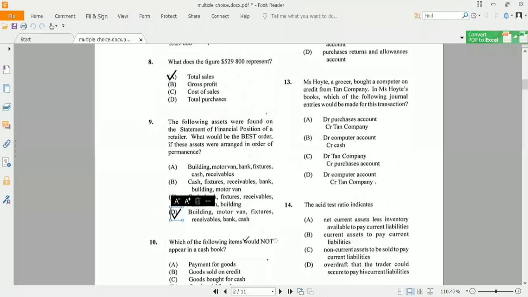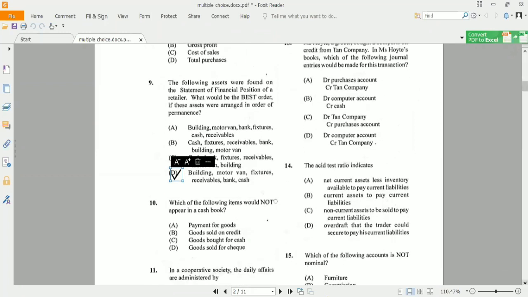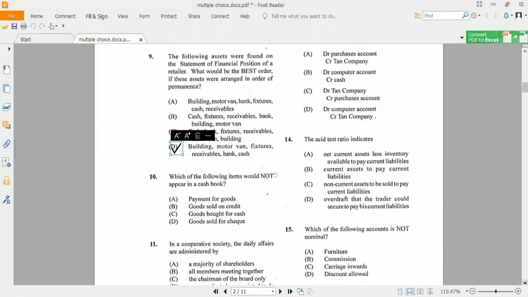So yes. Number 10, which of the following items would not appear in a cash book? Remember, this is a book of original entry related question, right? And how many books of original entry do we have? Just a quick refresher of your knowledge there. How many books of original entry, people?